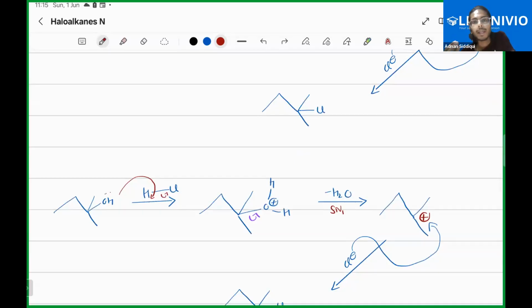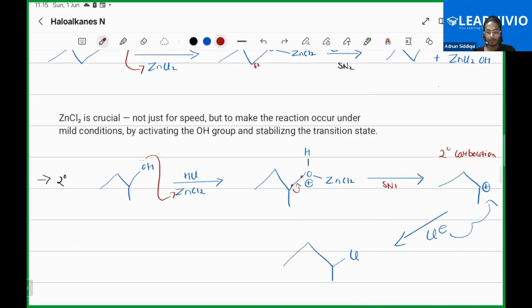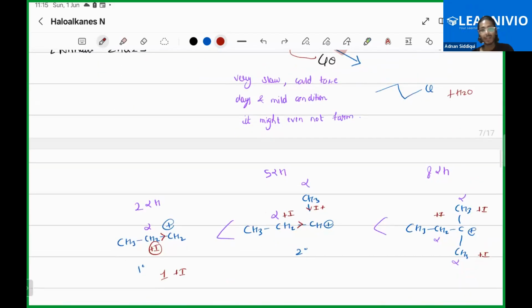Now a question for you. If 3 degree carbocation is most stable, then why is it reacting in the first place? A stable thing should not react with something else, right? So why is this reacting and why is 1 degree not reacting? Try to think about it for a few seconds. If 3 degree carbocation is more stable, then why is it reacting? And if 1 degree is not stable, then why is it not reacting? It should react with something and get stabilized. So why is this not happening? Try to think about it.